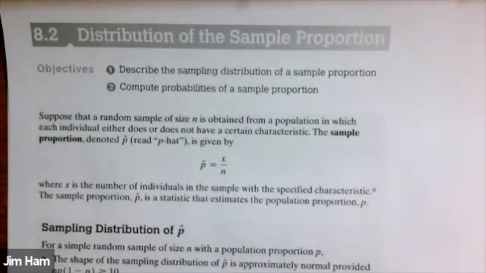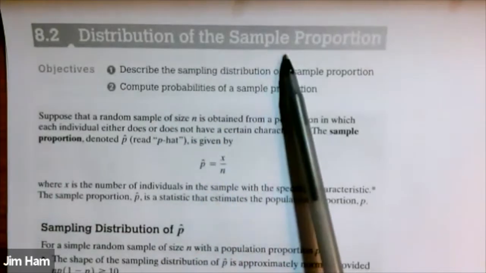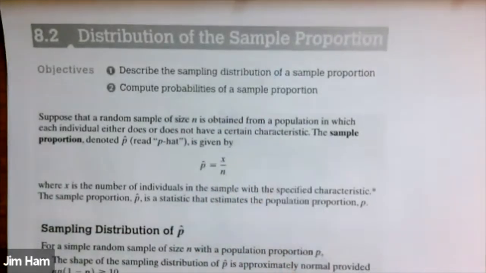Okay, now the next section, 8.2, is very, very similar. In fact, it parallels what we just did. It's just that we have a different sampling distribution here. This is going to be the sampling distribution of the sample proportion. One of our most popular statistics is the mean, so we look at the sample mean distribution. Our other most important statistic is the sample proportion. So we want to look at the sampling distribution for a sample proportion.